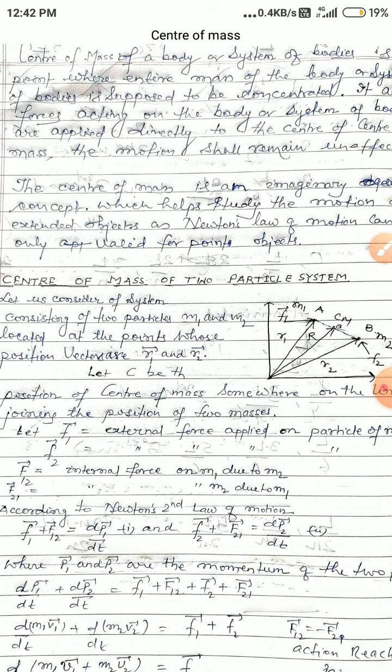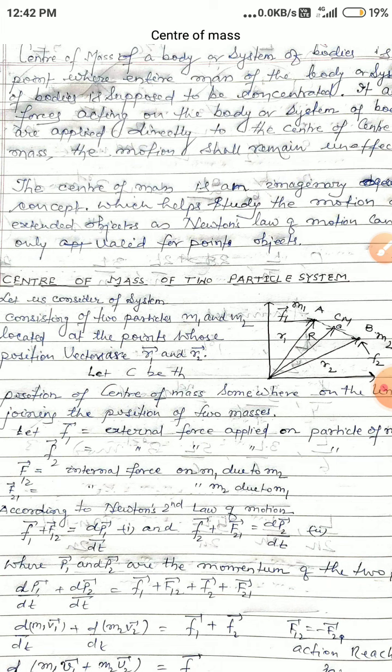A body in which the interparticle distance remains the same under the action of forces acting on it is said to be a rigid body, meaning interparticle distance does not change under the action of forces acting on it. Then it is said to be a rigid body.